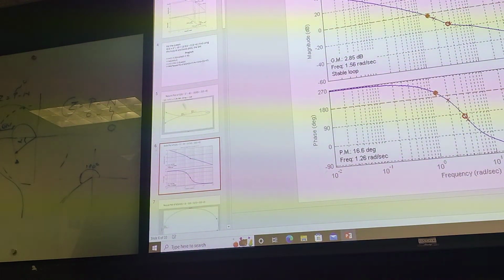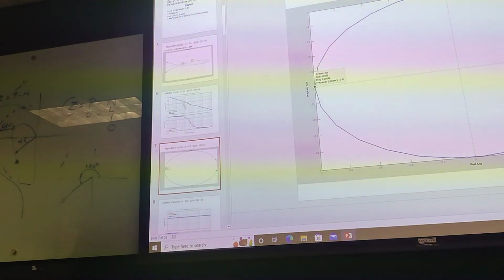And then, again, don't use Bode if you have poles or zeros on the right half of the plane for the open loop transfer function. This is another case.